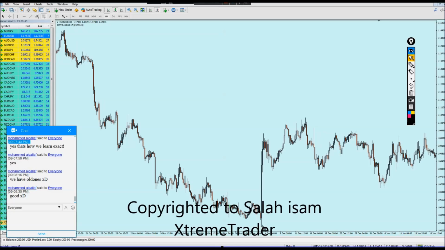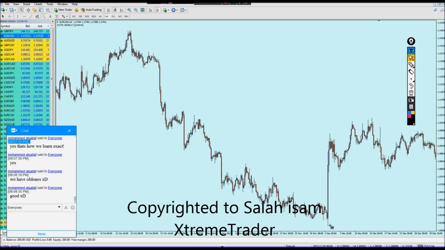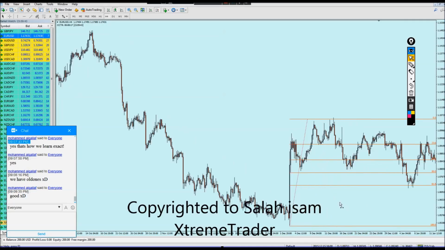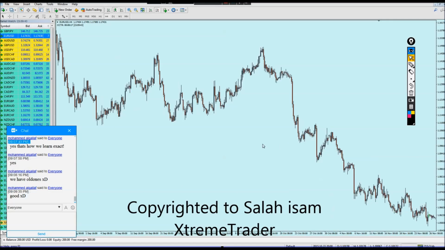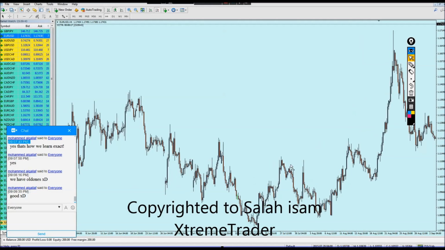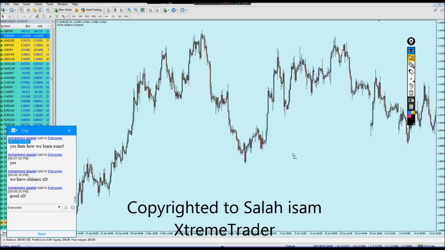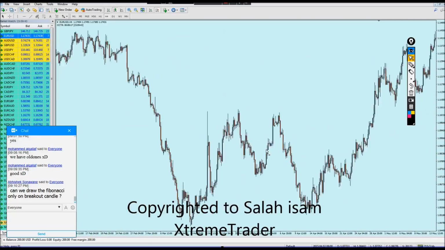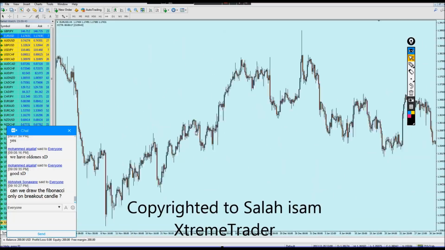So let me draw Fibonacci from this low to this high. It already happened here. The reversal already happened. So I wish I didn't see it. If I didn't see it, that would be awesome, right? Okay, let's go to more examples if I can find any. I'm just looking randomly. Let me just make it faster so you will not think I'm cheating.